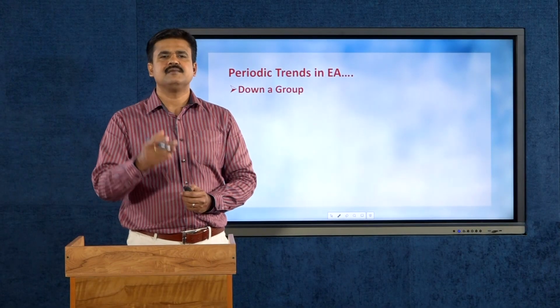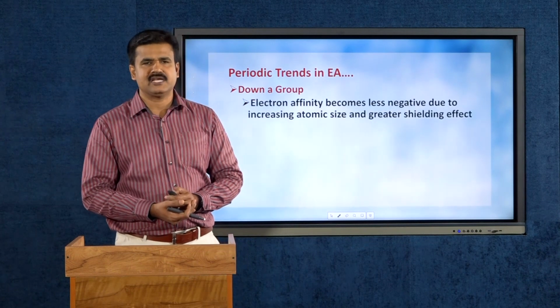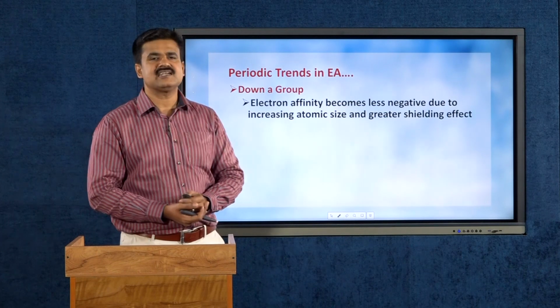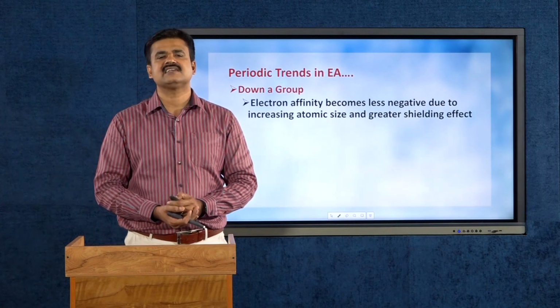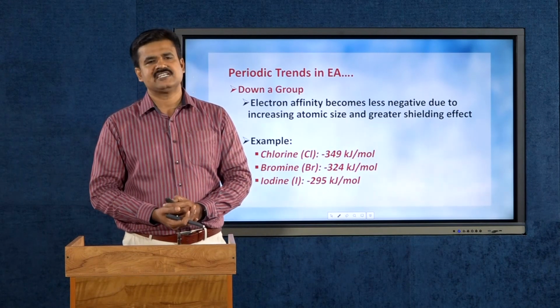Second one is the periodic trend along a group. As we move from top to down in a group, electron affinity becomes less negative due to increase in atomic size and greater shielding effect. This is about the examples for illustration.